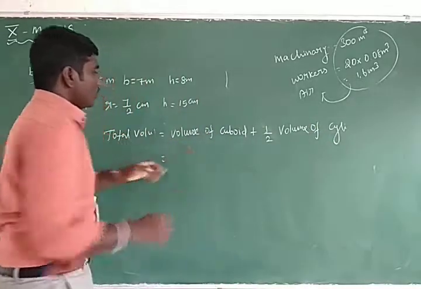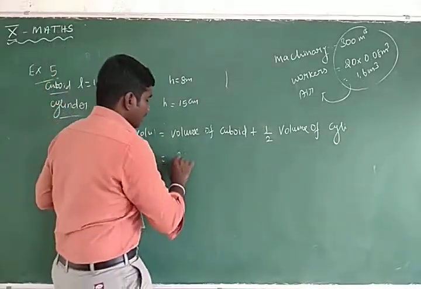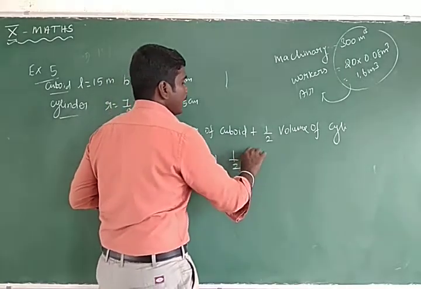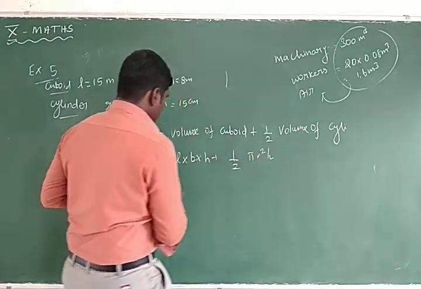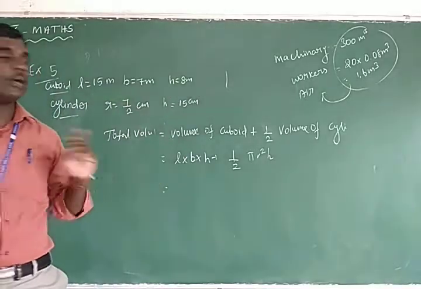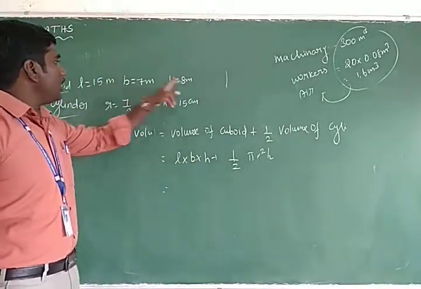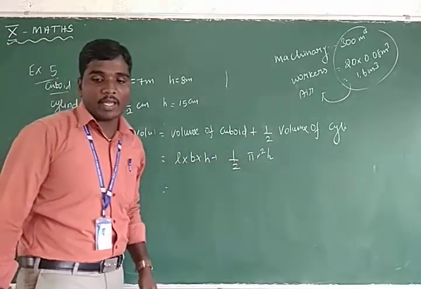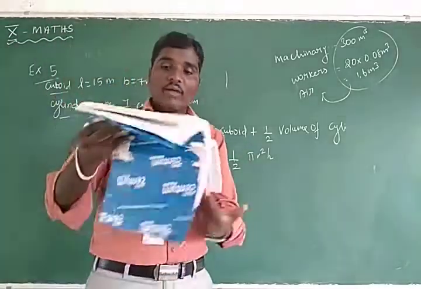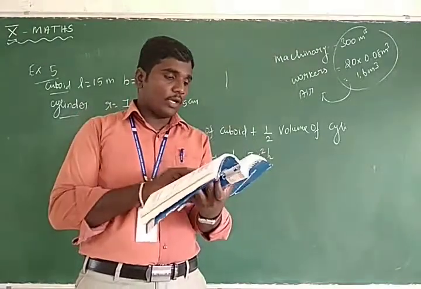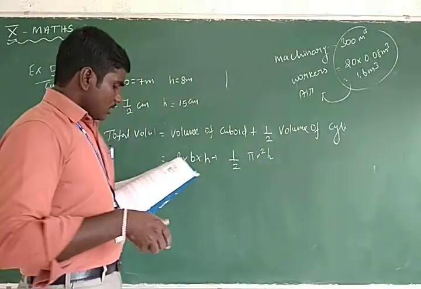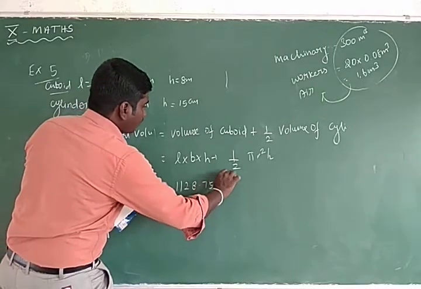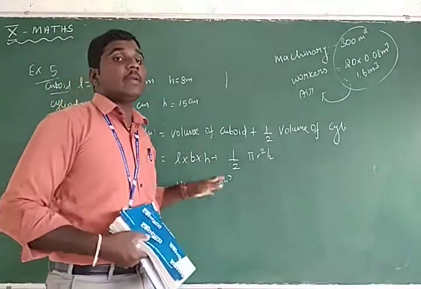Volume of cuboid formula is L into B into H. Here half cylinder is 1 by 2 pi r square h. So find the total volume. Apply the values: 15 into 7 into 8 plus half of pi r square h. So that value is found in your book. That is 1128.75 meter cube. So you apply the values, then multiply.